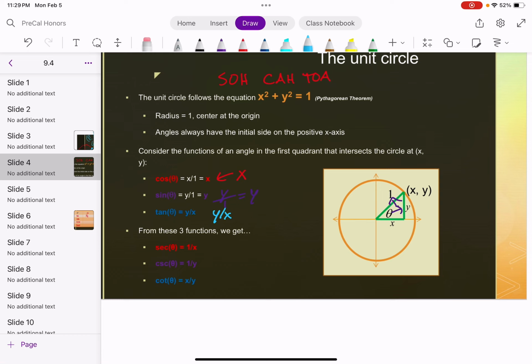Now, from that scenario of solving for your sine, cosine, and tangent, you would also be able to figure out what your inverses would be. So your secant, your cosecant, and your cotangent. Remember, it is just going to be the reciprocal of what you calculated for the initial 3.